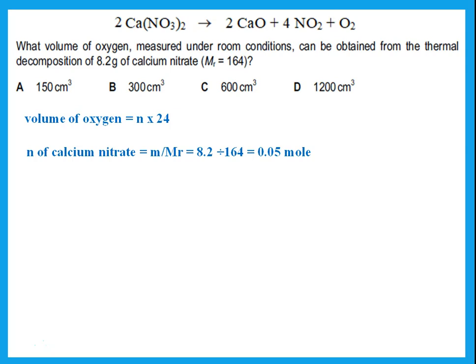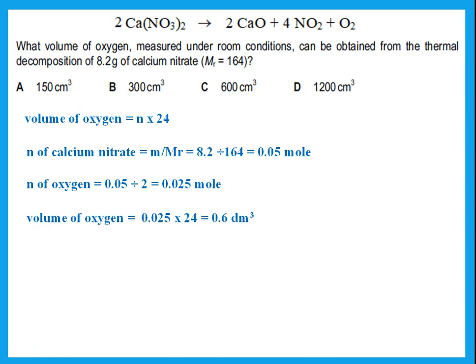Then I look at the equation. What is the number of moles of oxygen with respect to calcium nitrate? It is half of it, right? 2 gives 1, so that's half of it. So the number of moles of oxygen is 0.025. And the volume of oxygen will be the number of moles times 24, which is 0.6 decimeter cubed. But if he gives me the choices in centimeter cubed, that means I need to do what? I need to multiply by 1,000. So that means that my answer is 600 centimeter cubed.